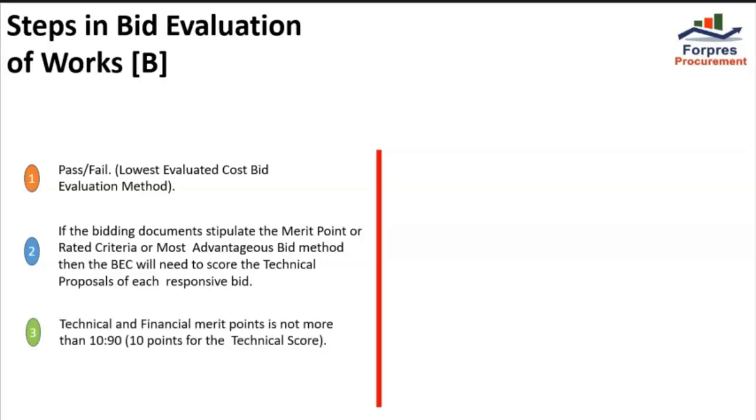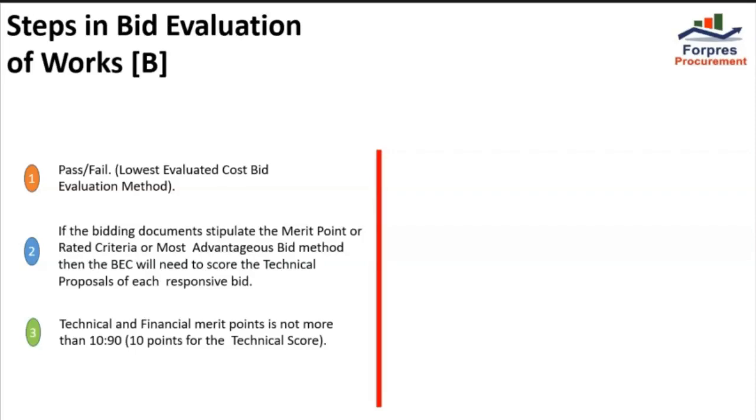Typically, the technical and financial merit point ratio is not more than 10 to 90. 10 points for the technical score. Technical merit points could be allocated to the quality of the document comprising the technical proposal of the bidder.